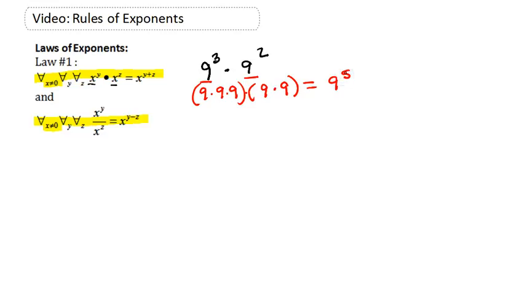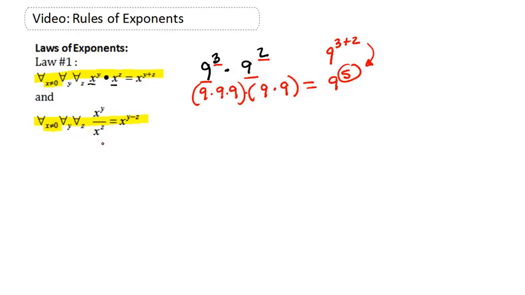Now I'm not going to actually solve this. I'm just going to calculate what my exponent is. So what happened here? I have 3 and 2, and I ended up with 5. So basically, I took my base 9 and I added my exponents. So 9 to the 3 plus 2, or 9 to the 5. So when you're multiplying exponents or powers, you need to add the exponents.